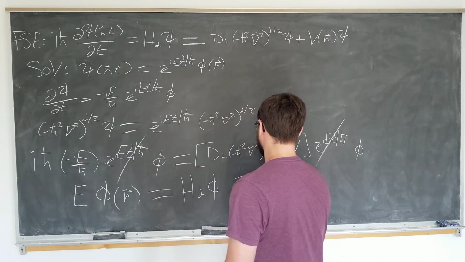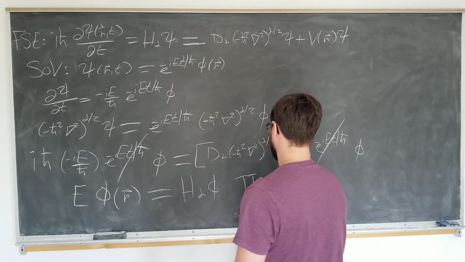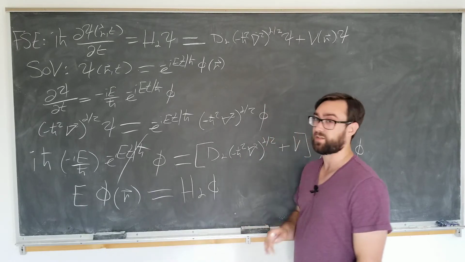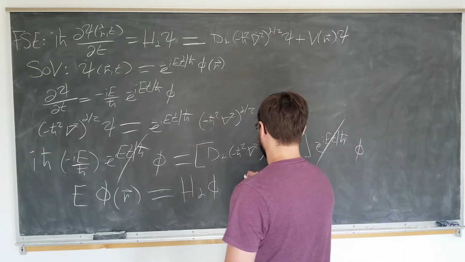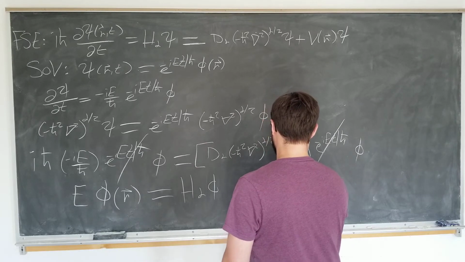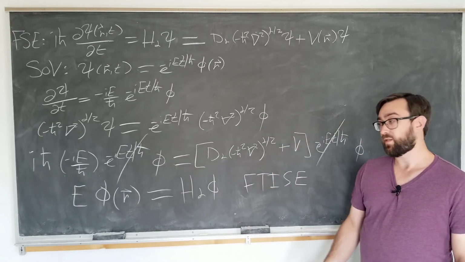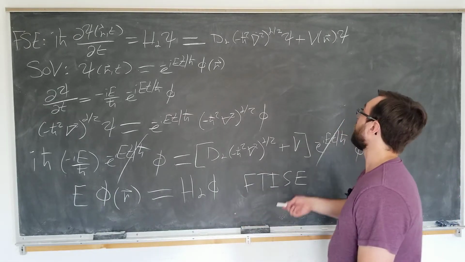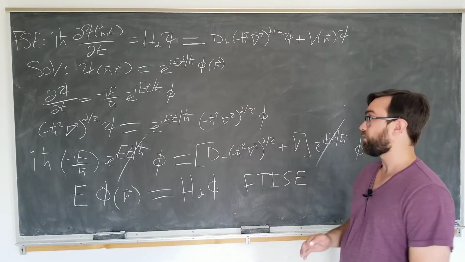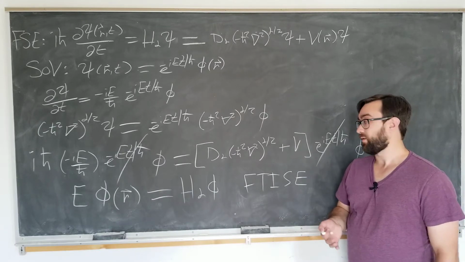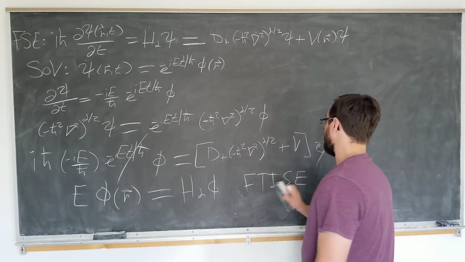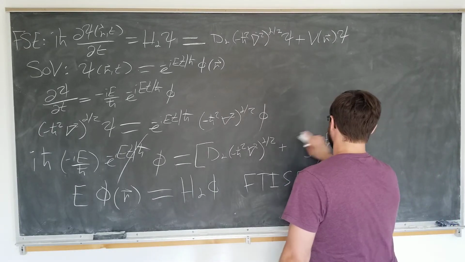This is known as the time-independent fractional Schrodinger equation. Not sure where the fractional goes. Fractional time-independent Schrodinger equation. And it is the equation that, in general, we would like to solve given a potential V of r. In this video, we're not going to solve it exactly. We are going to make an approximation, but you'll see, it'll be pretty cool.